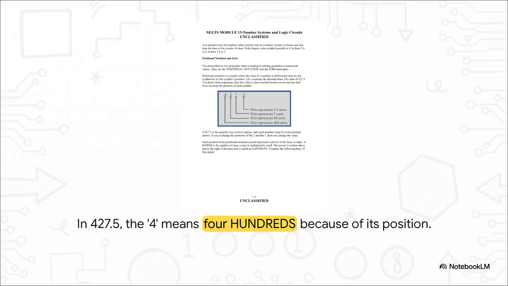And this image just lays it out perfectly. Take a look at the number 427.5. That 7 right there, it just means 7. Simple enough. But look at the 2 just to its left. It's not just a 2, is it? It's in the tens place, so it means 2 tens, or 20. And the 4, that's in the hundreds place, so it means 4 hundreds. See? That's positional notation right there in action. Same symbols, totally different values, all depending on where they are.